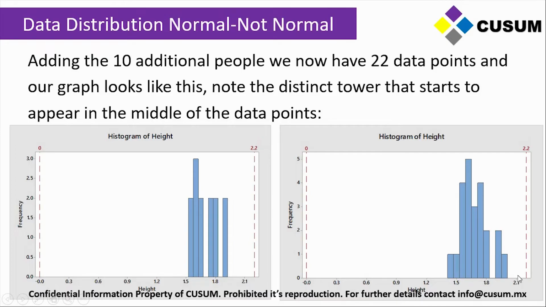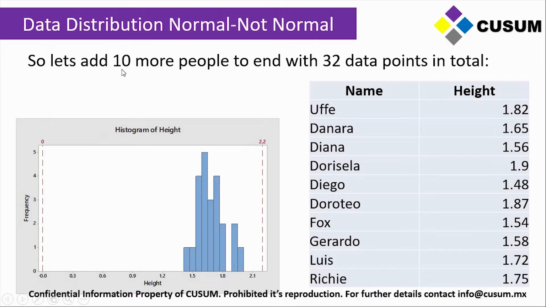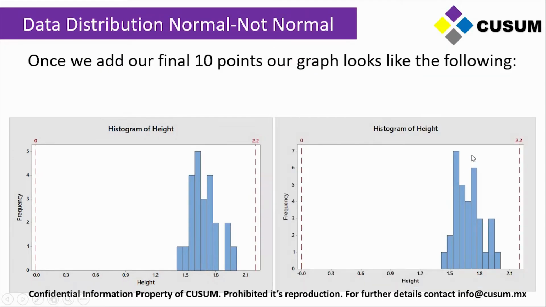As you can see, I start to have a certain bell-like curve. Okay, so there's a curve that goes around the data, and let's say I add some more people. So I got another 10 more people, so I now have 32 people. And when I add them all together, I get this shape, which is known as a bell curve.